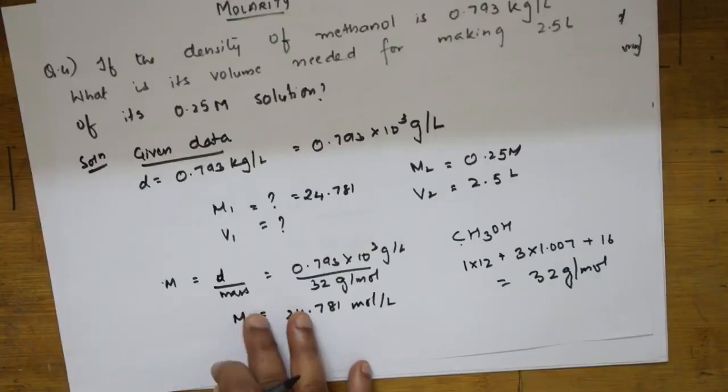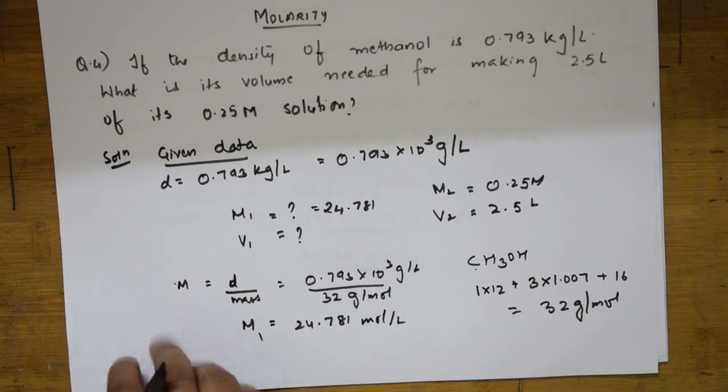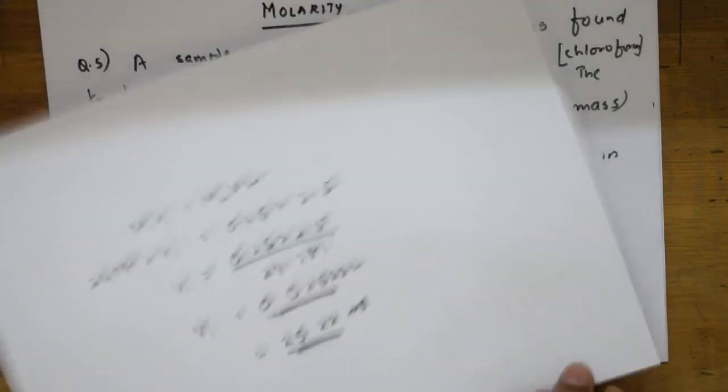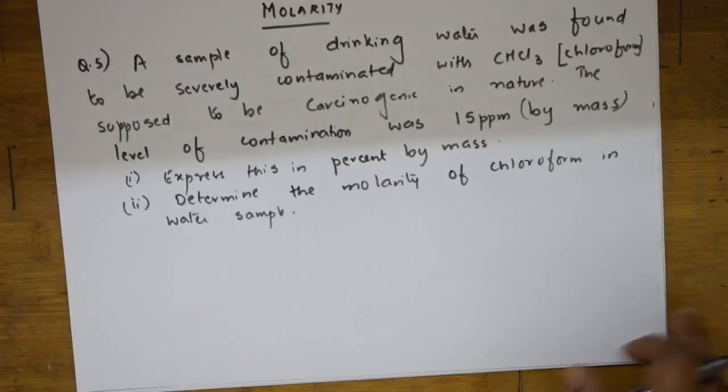See what data is given to you. See how to find out from the given mass or given information, and then finally take the final answer. This is how you're going to finally calculate, because they've asked us to calculate V1. Fine. Let us come back and do the next sum in this.